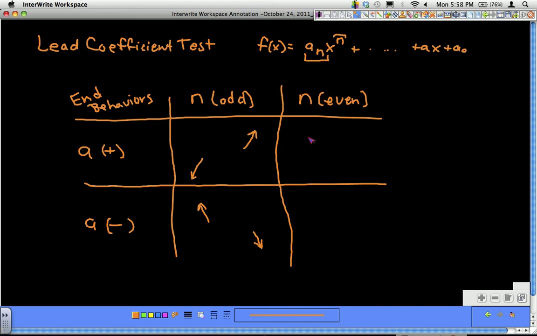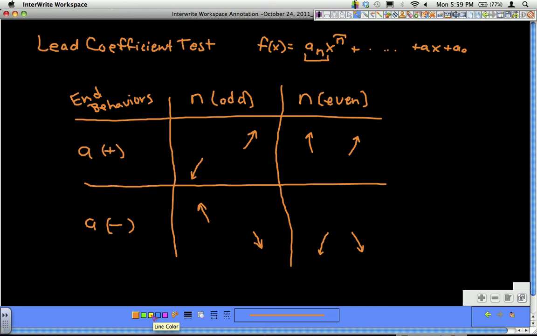Evens, think of your parabola. If this was a positive a, all we knew was left side was going up, right side was going up, and if it was second power, it just made the curve in the middle. Same thing here, if it's an even power and it's a negative, it turned upside down. So the end behavior was doing this. So again, that's just showing us what's happening on the left side and the right side, and so on.